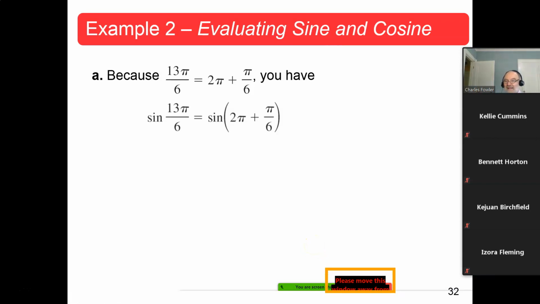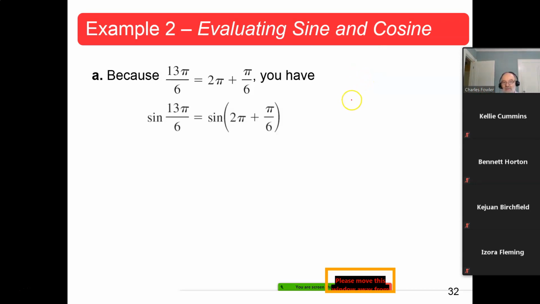All right, now they give you the answer here, and I wish they didn't, okay? The question here, example 2, and again, they work everything out for you. What I wish they would have said was, what is the sine of 13 pi over 6?